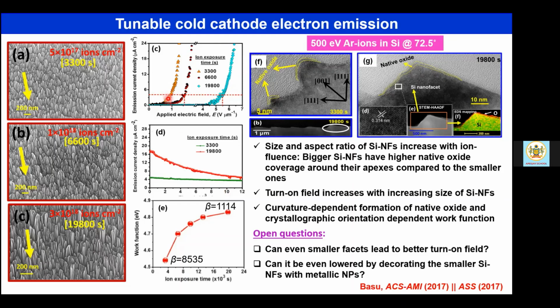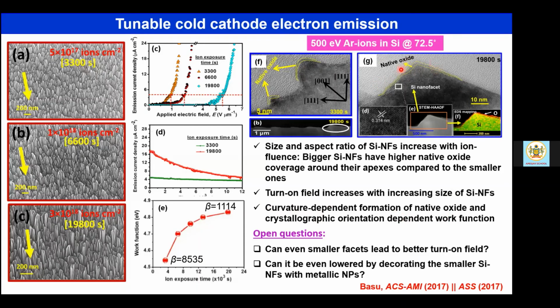You can see here, as low as below 1 volt per micrometer. It's a very important finding, with a reasonably high enhancement factor of nearly 8,535, and it falls into the scheme of the famous Fowler-Nordheim equation, the quantum mechanical tunneling phenomenon. However, we could experimentally show, as well as with the help of DFT simulation studies, that the turn-on field actually increases with the increasing size of silicon nanofacets, as I have already told. And the curvature-dependent formation of native oxide also plays a very crucial role.